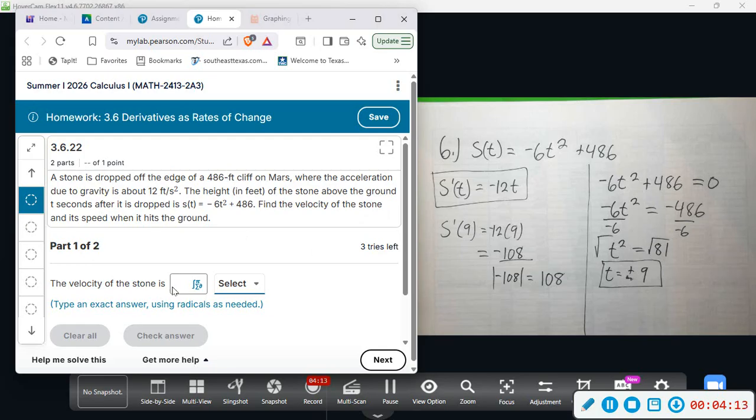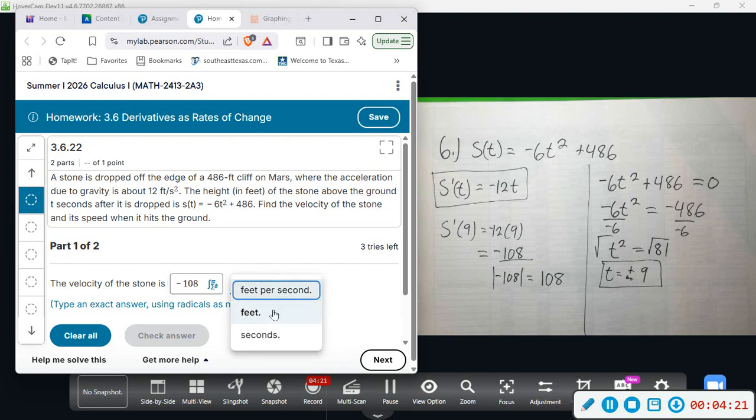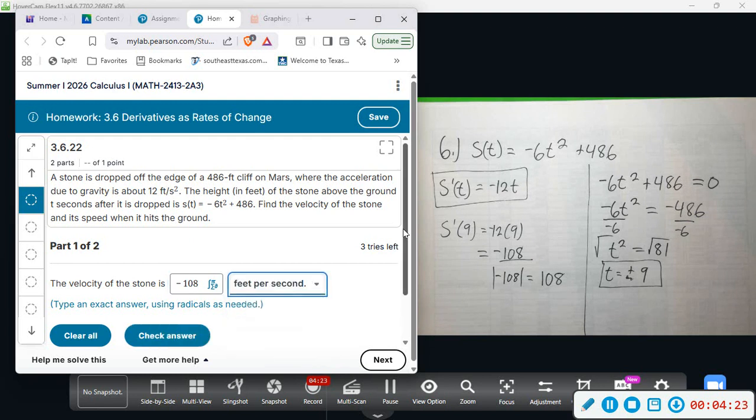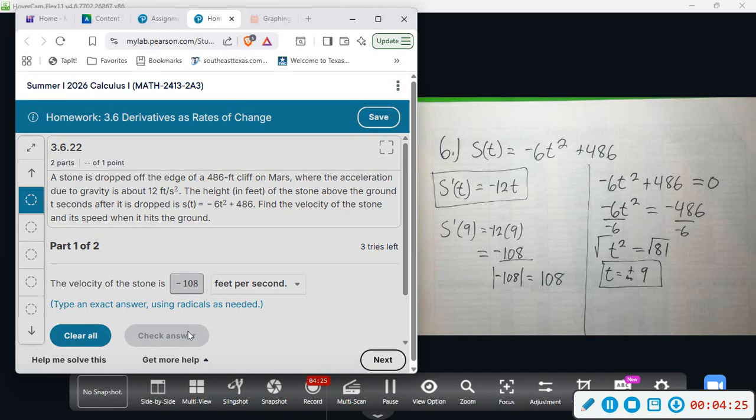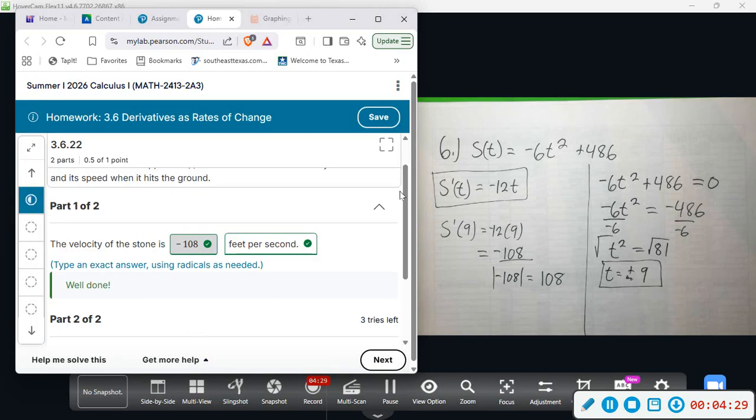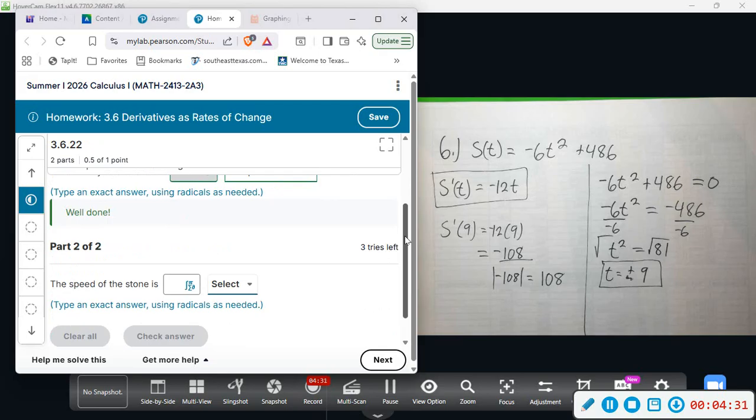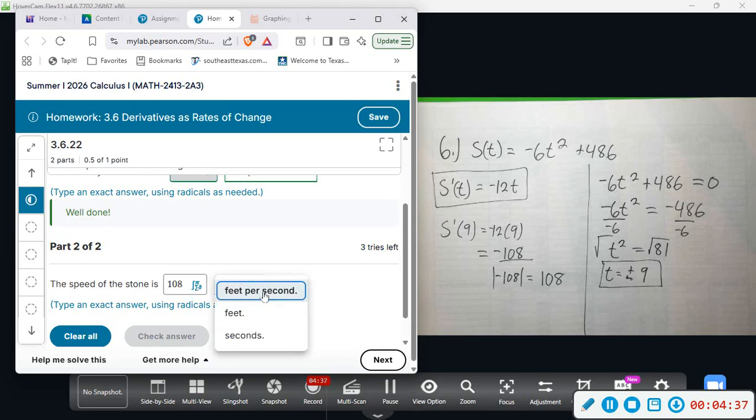All right, so the velocity of the stone is negative 108 feet per second, and then the speed is also 108 feet per second.